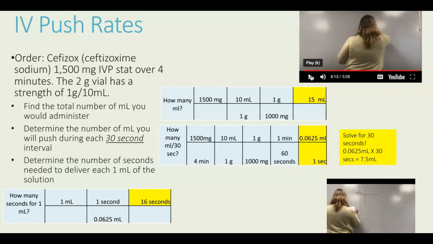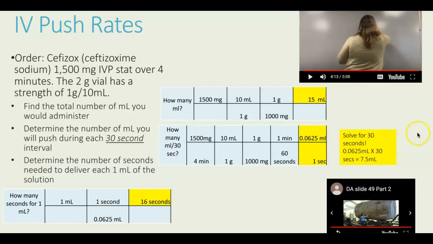And remember, in 1 second, we have 0.0625 milliliters, right? And our mils will cancel out, and we're left with seconds. So if you do the math, 1 times 1 divided by 0.0625, it looks a little strange, but when you do that math, it actually ends up to be 16 seconds. So you can do 1 mil every 16 seconds. Okay, all right.